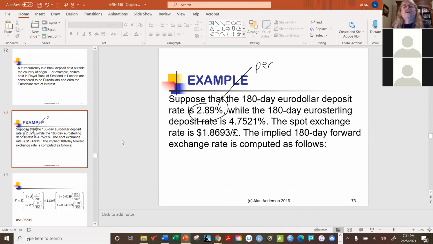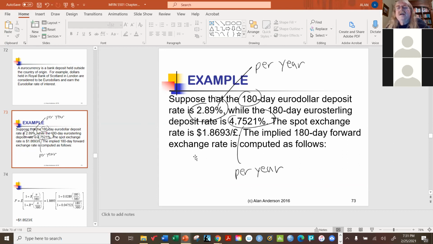All interest rates are quoted on an annual basis. Because it's only 180 days, that means we're actually earning half of that if we keep our funds in a Euro-dollar deposit account. Same thing holds down here. So don't be confused when you see these. All right, so we have a rate for the euro sterling, and then we have a spot exchange rate between the dollar and the pound.